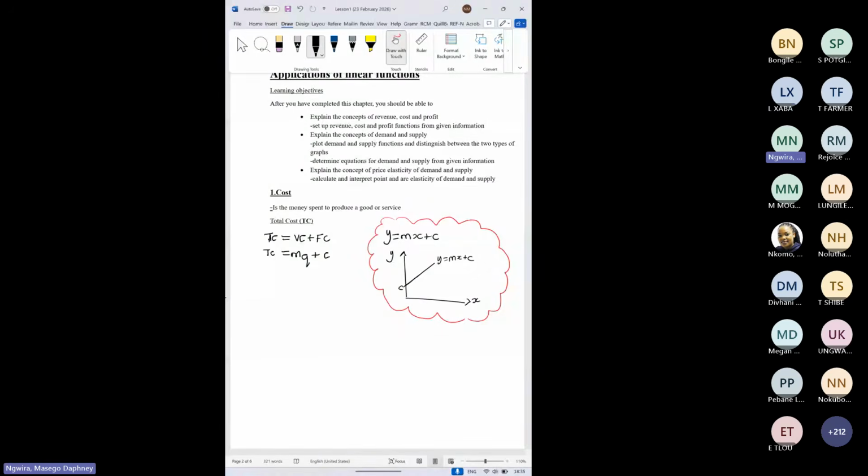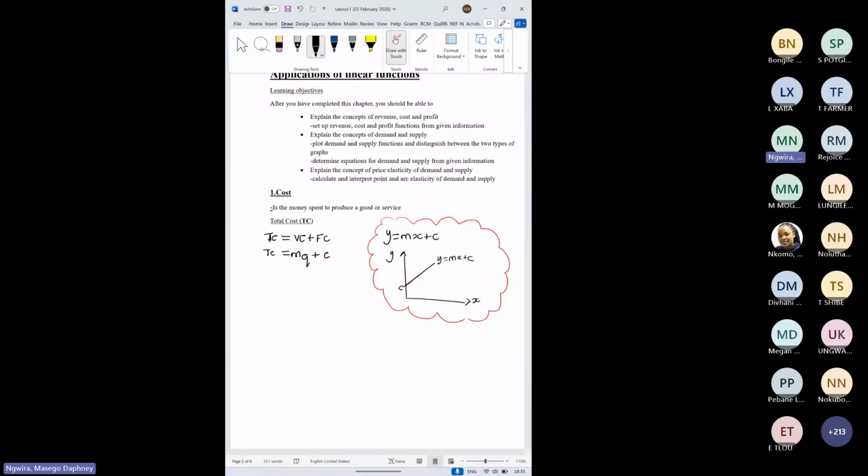Okay, thank you. When we do a linear function in terms of y equals mx plus c, we said that y and x are your variables, so they can take any value. And then we said that m is your slope and c is your y-intercept. That's where your graph is going to start.